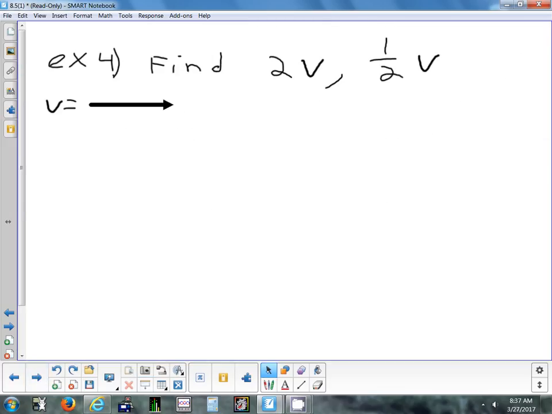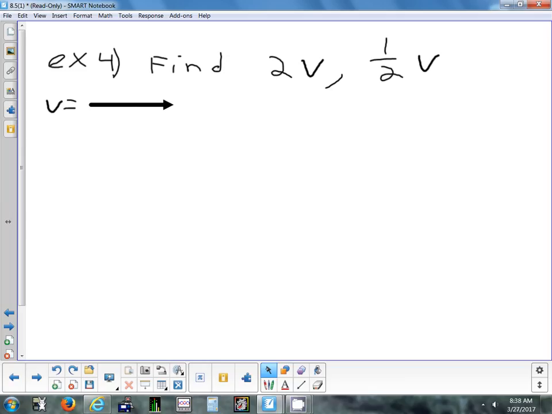All right, so let's look at this one. How would 2v compare to v? What would be the difference between them, or what would be the same? The direction would be the same. Yeah, direction's not changing, but the magnitude is. How is the magnitude of 2v compared to v? Yeah, it's twice as long.